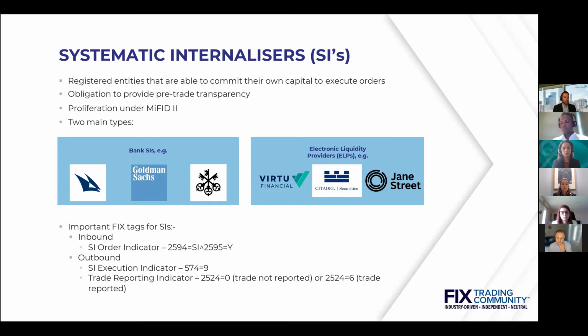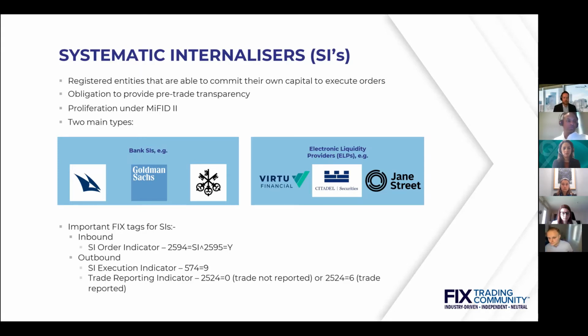So SIs always trade report, unless there are two SIs trading with each other, and then the seller reports. This takes the trade reporting obligation away from the buy side, many of which are not set up to do so.